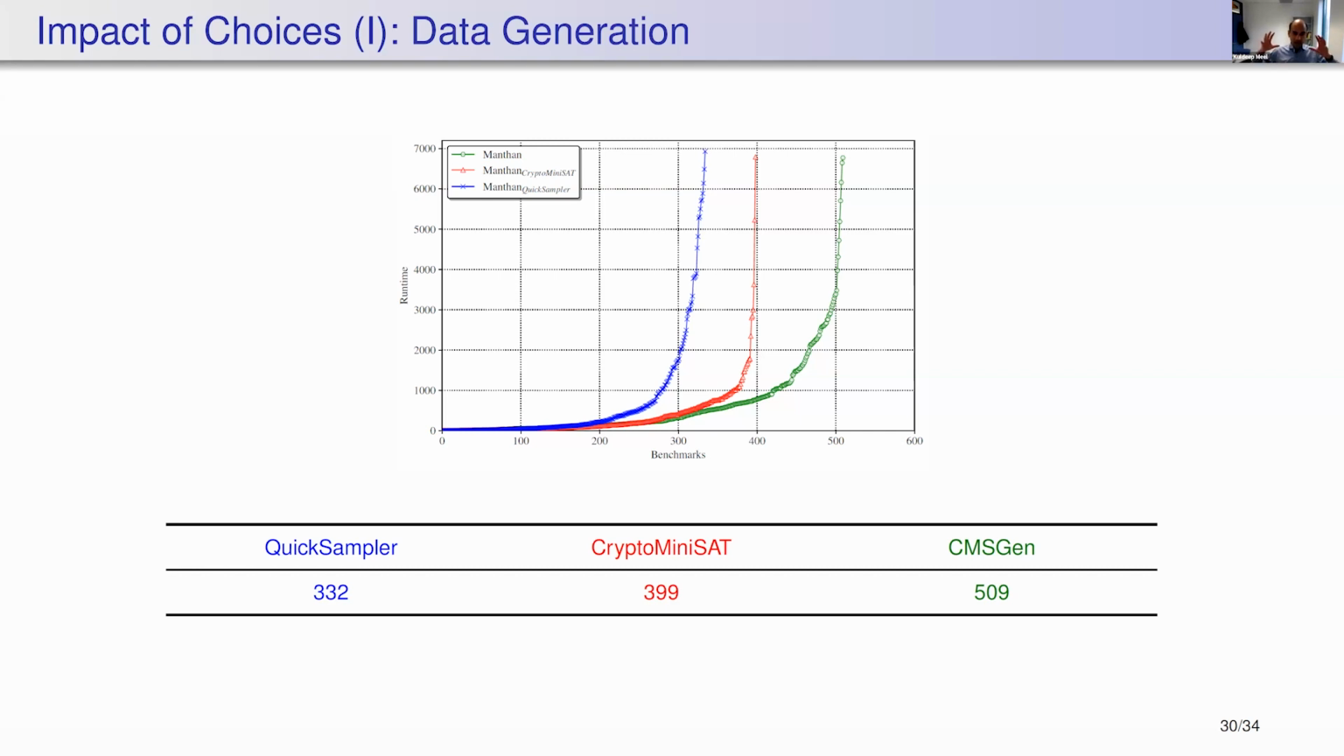If we were to take the Manthan tool and just replace the sampling part, then you see that the performance goes from 509 instances to 332 instances. So a significant decrease if the sampler quality is not good.